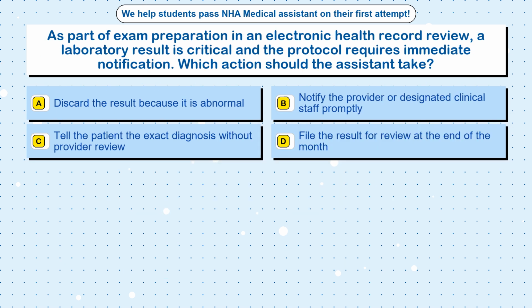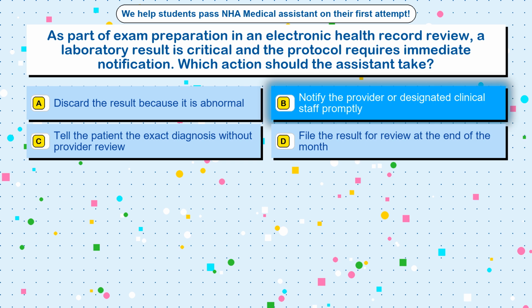Question 22. As part of exam preparation in an electronic health record review, a laboratory result is critical and the protocol requires immediate notification. Which action should the assistant take? Option A. Discard the result because it is abnormal. Option B. Notify the provider or designated clinical staff promptly. Option C. Tell the patient the exact diagnosis without provider review. Option D. File the result for review at the end of the month. The correct answer is option B.